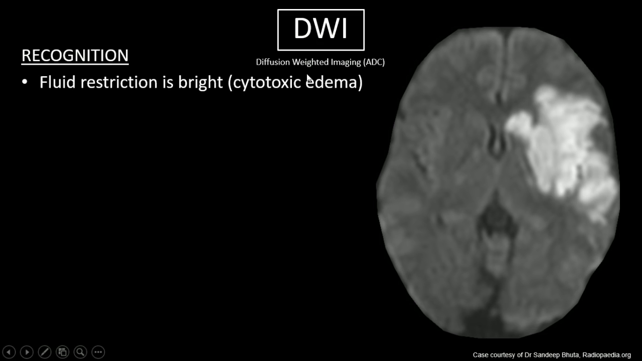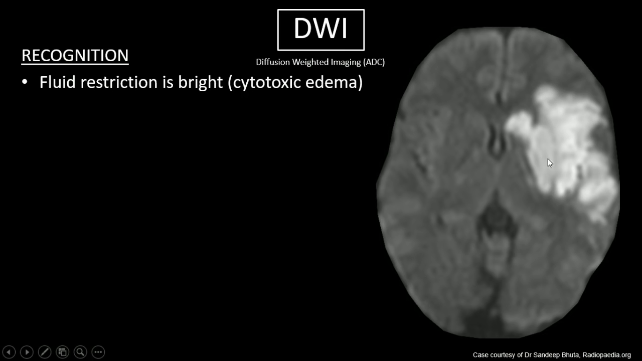Fluid restriction is bright, which stands for cytotoxic edema. So right here we have some bright signal. And what do I mean when we're talking about fluid restriction and diffusion? Well, DWI is basically measuring the Brownian motion of water molecules, and it's helpful to think of only the water molecules in the extracellular space. So what happens when we have an area of ischemia, the cells in that affected area are going to start swelling. That's cytotoxic edema. And because of the swelling, the extracellular space starts to shrink, and that gives our theoretical water molecules diffusing around in that space less space to move around. And so we would say they're restricted.